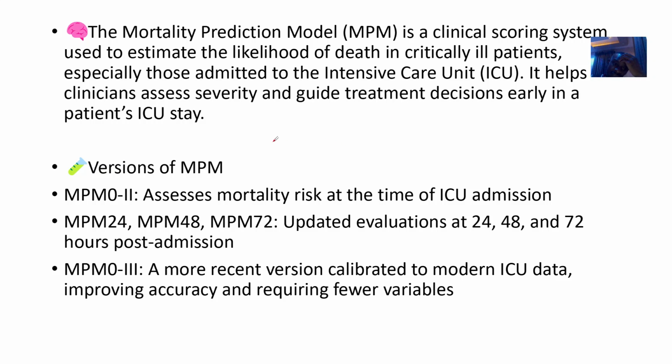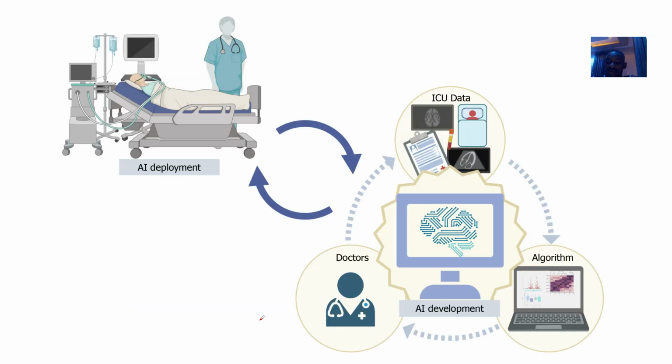So versions of this, we have different versions. The MPM 02 assesses mortality risks at the time of admission. So the other ones are 24 hours, 48 hours, 72 hours. That one is just trying to follow 2 days, 1 day, 3 days. What's the risk? Okay, and all of that. Then the MPM 03 is a more recent version calibrated to modern ICU data, improving accuracy and requiring fewer variables.